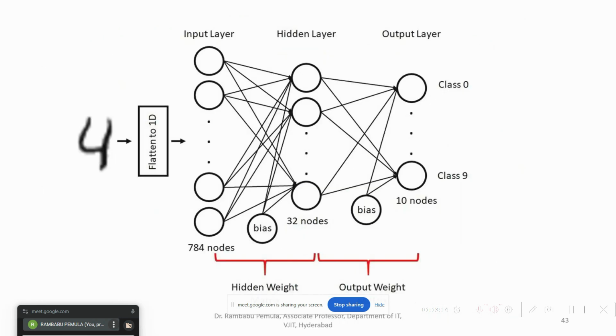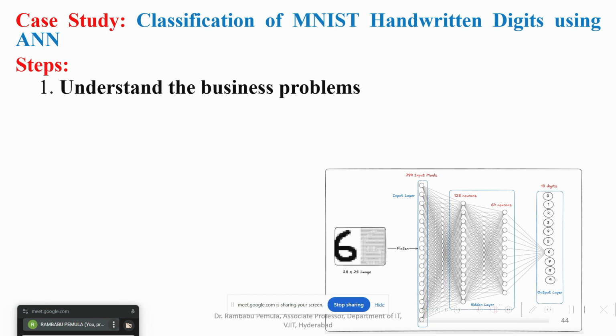Now, in order to perform these things manually, you have to follow different procedures. First of all, you have to understand the business problem. What is the business problem here? Classification of the MNIST handwritten digits data set using an artificial neural network. That is your case study. First of all, you have to understand the problem.